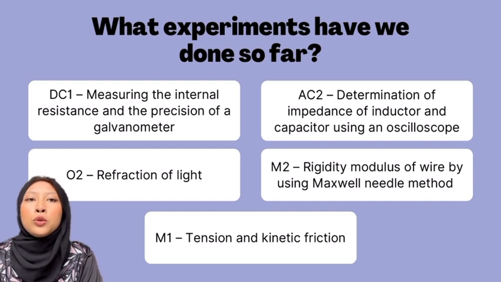Third, O2, which is optics, refraction of light. And next, mechanics, M2, rigidity modulus of wire by using Maxwell needle method. And lastly, M1, which is tension and kinetic friction.